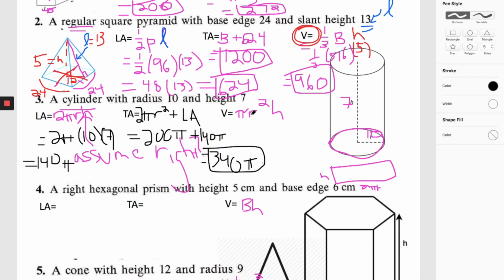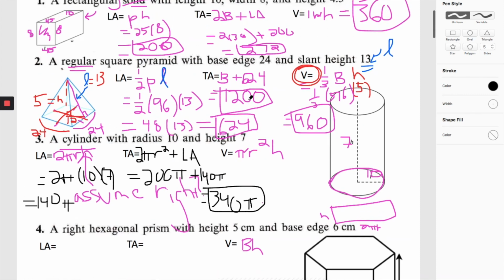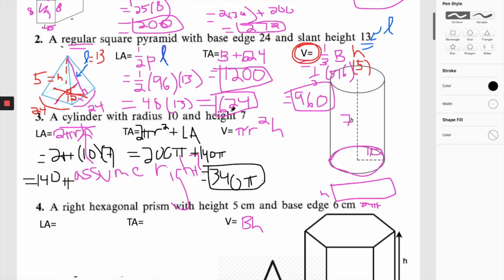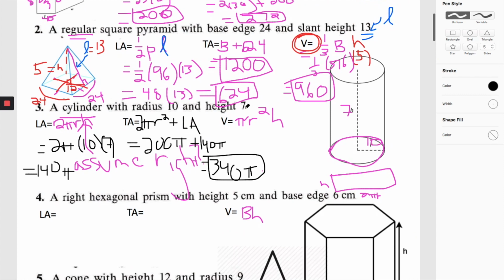Moving on. Finally, we've gotten to volume. This is the same thing as the prism before it. Right? 3 times what the pyramid is, because we got the base area times height. And pi r squared we've already calculated. That was 100 pi. Times h is 7, so let's just write the answer in. 700 pi as our answer to this one.